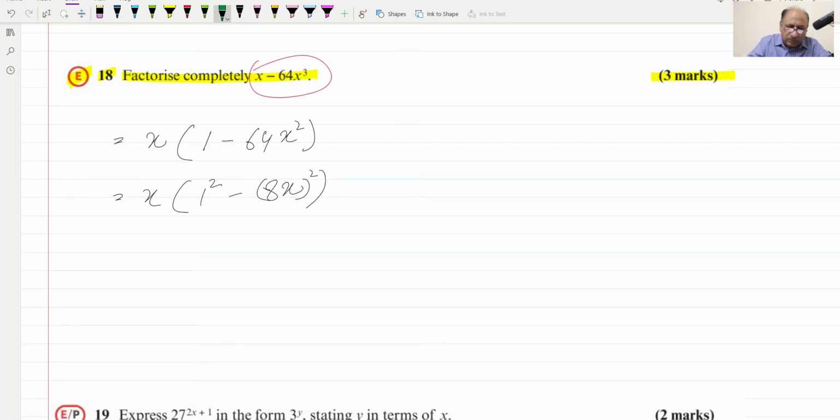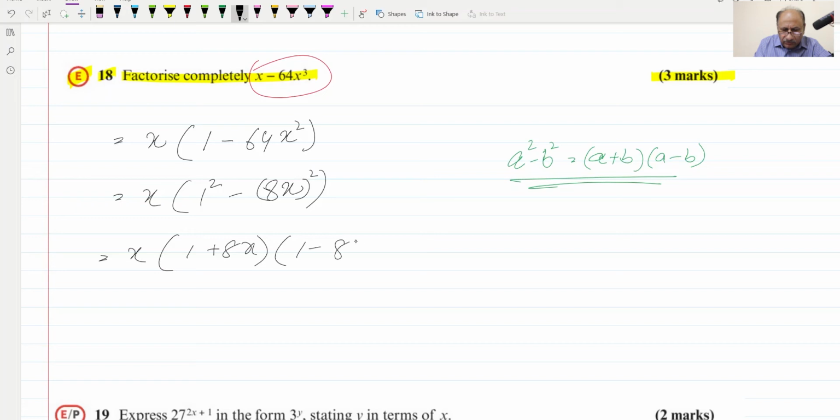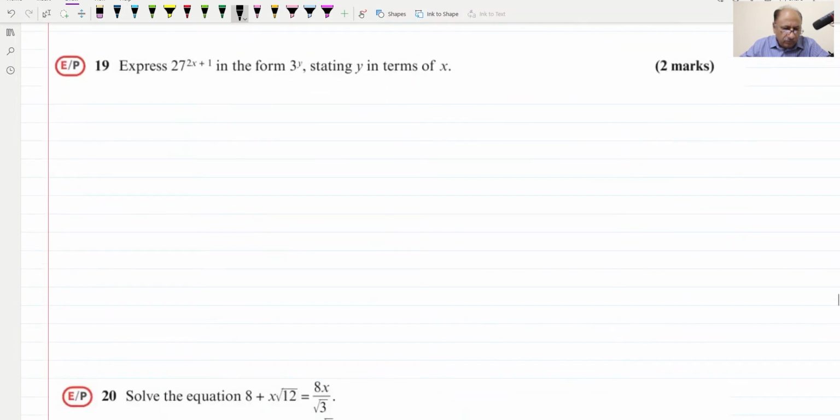Now we can apply the formula, which is a squared minus b squared is equal to a plus b into a minus b, and this formula we can apply over here. It will be x into 1 plus 8x and 1 minus 8x, and this will be our final answer for this question number 18. Now we can move to question number 19, which is exam practice question 19.